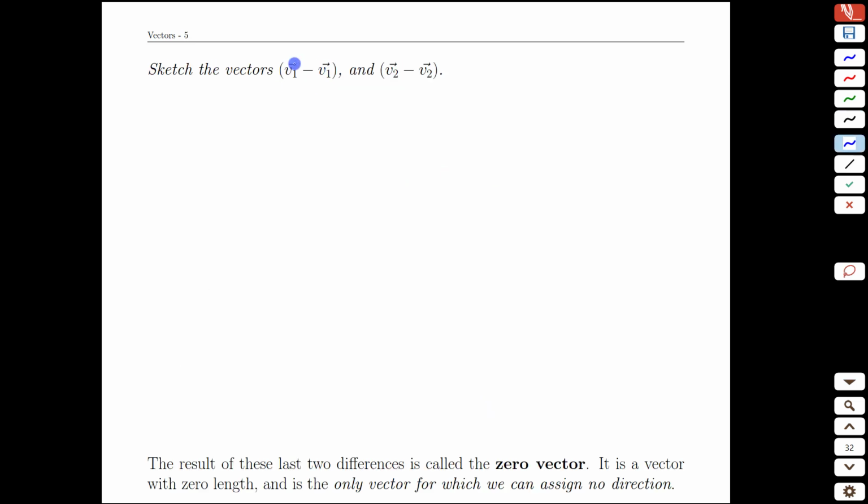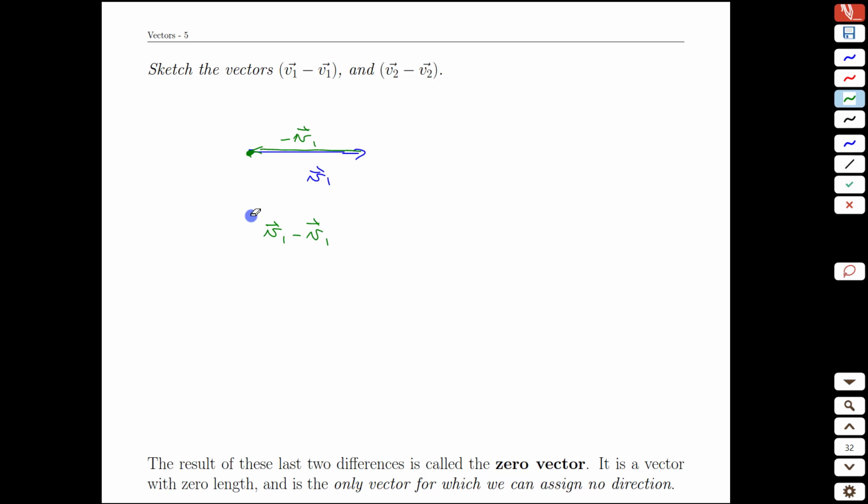Now we can get an interesting effect if we take one vector minus itself. Graphically, we have the v1 vector, and then if we subtract it, I'll draw it this time in a different color, minus v1, what we end up at is this single point. We end up back where we started. So in some sense, v1 minus v1 is just the dot here.